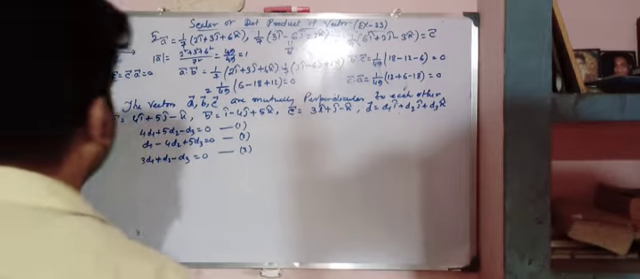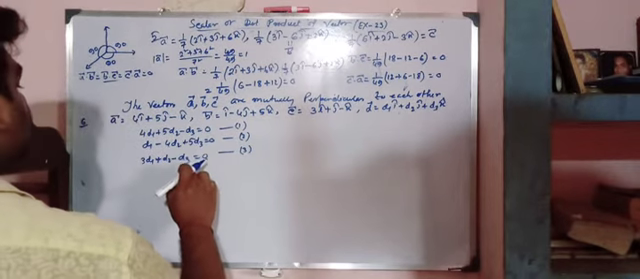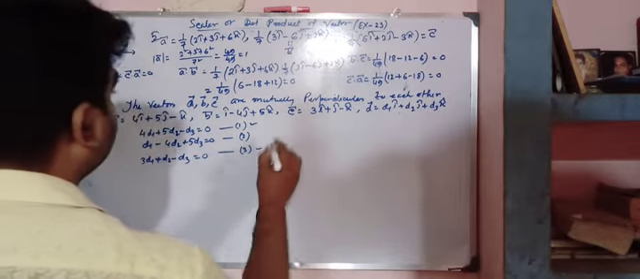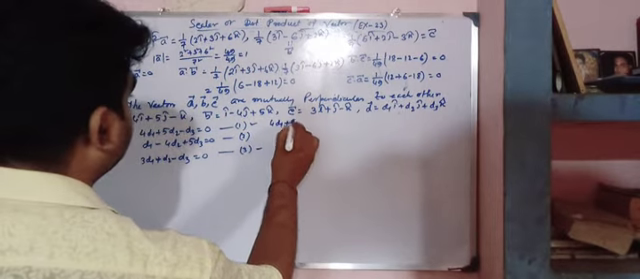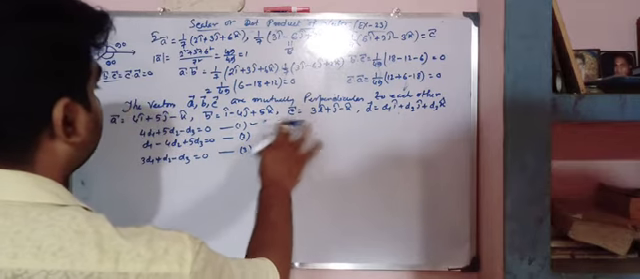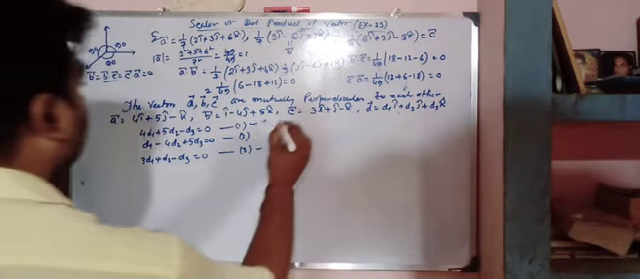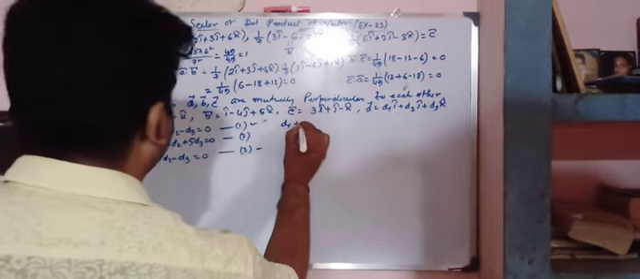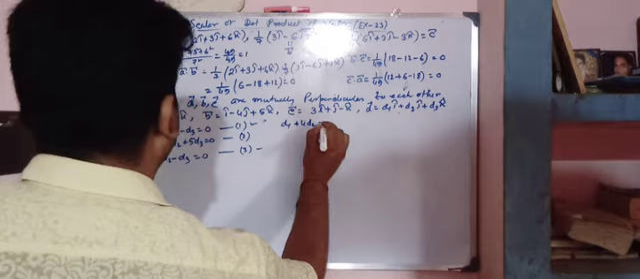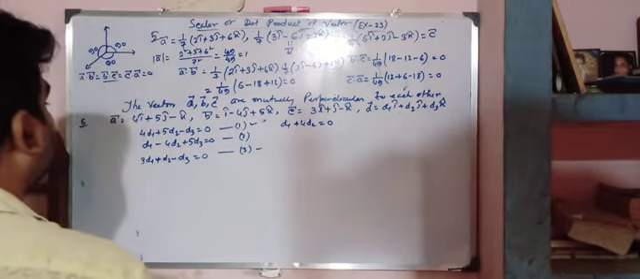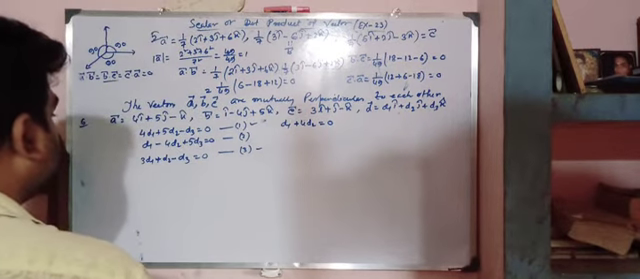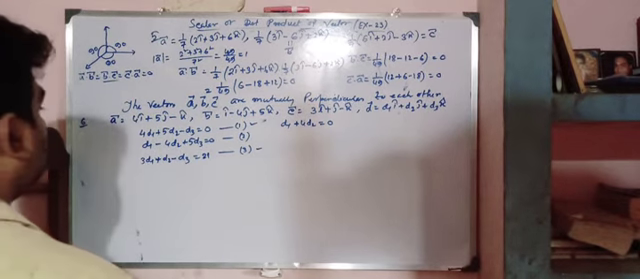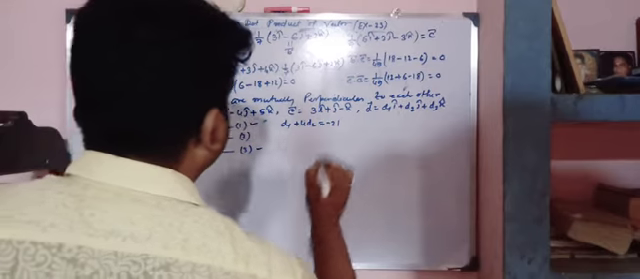Now from 1 and 3, if we subtract these two, we are getting 4D1 plus 5D2. If we subtract that directly, that's D1 plus 4D2 is equal to 0. Okay, now this is not 0, this is 21, so it is equal to minus 21.